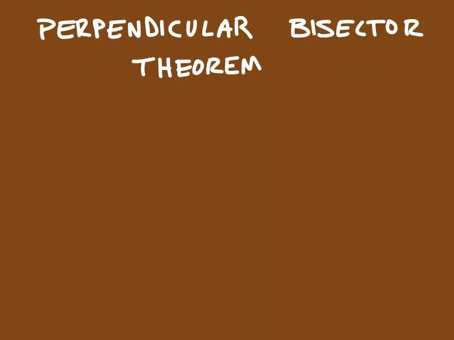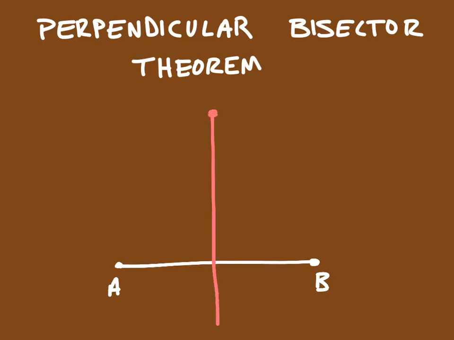The next thing that I want to talk about is the perpendicular bisector theorem. What a perpendicular bisector is and what it does is pretty much what it says: it's something that's perpendicular and bisects something else. So let's write in here a segment that we'll call AB. If I wanted to draw in a perpendicular bisector, I'm going to create another line here, like so, and we'll call this CD.